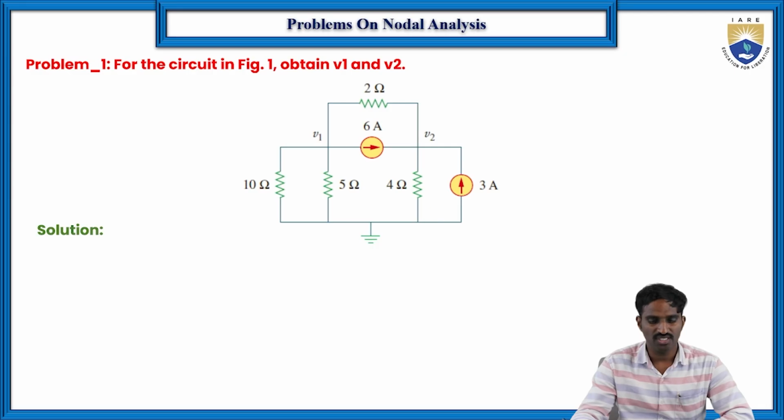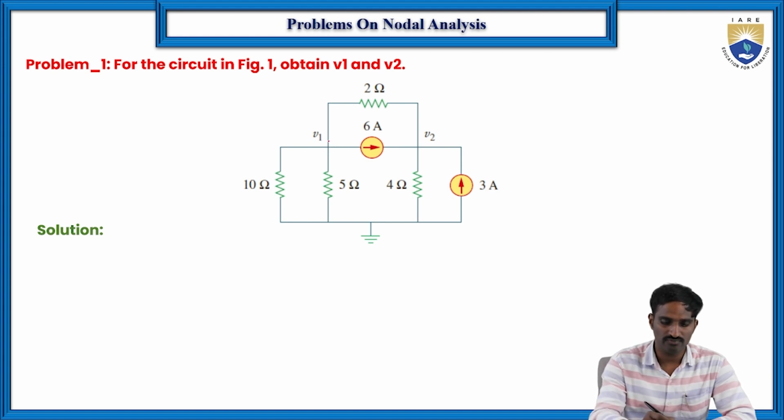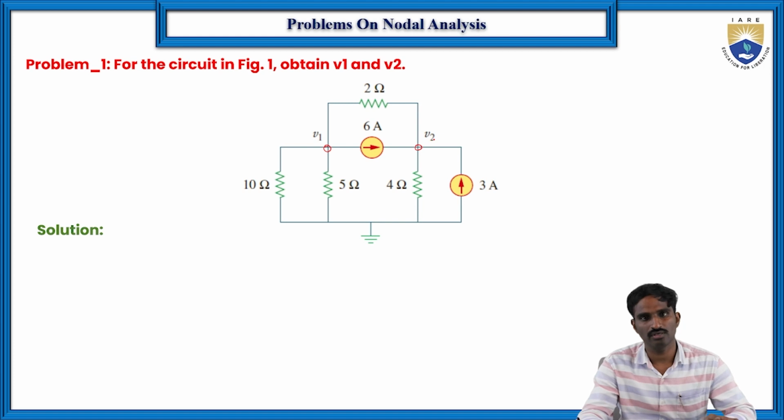So first of all, let us go with a simple electrical circuit. For this electrical circuit, we need to find the voltages V1 and V2. Here it is V1 and here it is V2. The nodes are already given in the problem, so we do not need to indicate V1 and V2 again. That's why I told you it is a simple network. For this simple network, first we need to write the node equations.